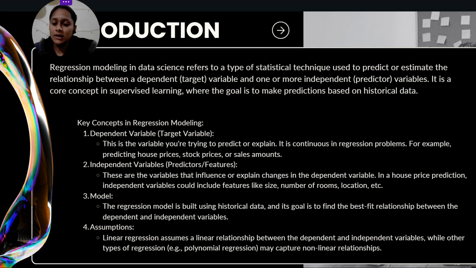Now, what are the key concepts involved in regression modeling? First, dependent variable. This is a variable you are trying to predict or explain. It is also known as target variable. Second is independent variable. These are the variables that influence or explain changes in dependent variable. It is also known as predictors and features. Third is model. The regression model is built using historical data. Fourth is assumption. Linear regression assumes a linear relation between dependent and independent variable, while other types of regression may capture non-linear relationships.